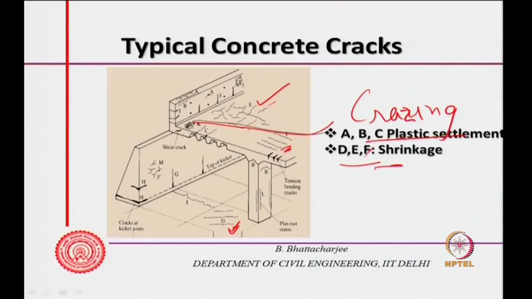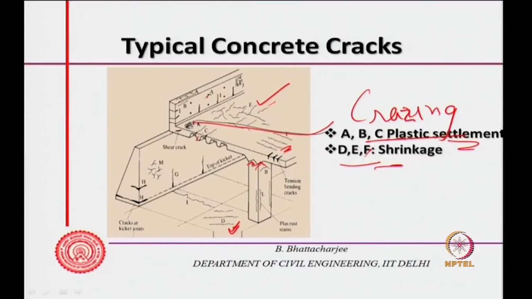A, B, C are plastic settlement cracks, but I will not discuss them, because I am not really discussing the cracks here. That is because of initial settlement. As I said, when bleeding occurs, the solid subsides and water has a tendency to come up. If the reinforcement is restricting the subsidence, there will be a crack on top of it. So, these are plastic settlement cracks A, B, C.